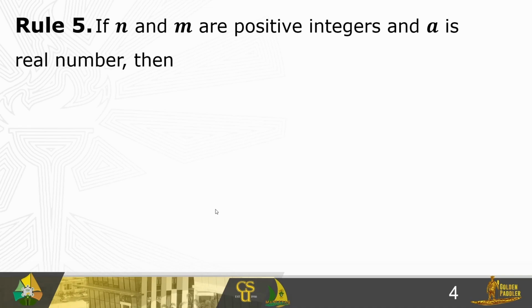Now, let's consider rule number 5. If n and m are positive integers and a is a real number, then we have a to the power of m over a to the power of n is just equal to a to the power of m minus n, given that m is greater than n.